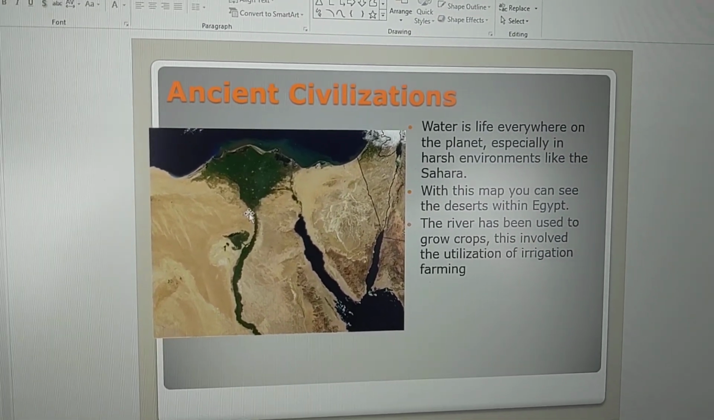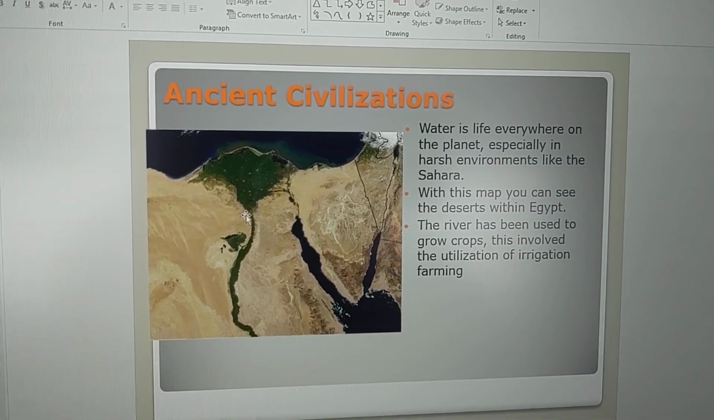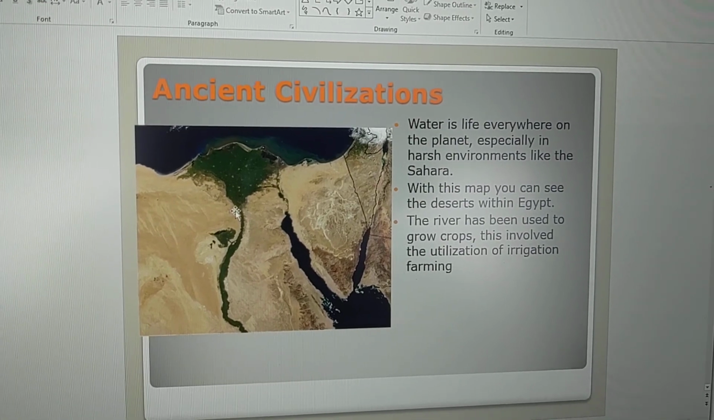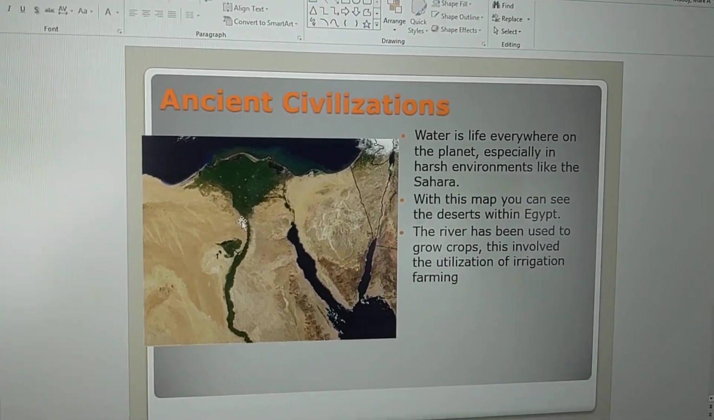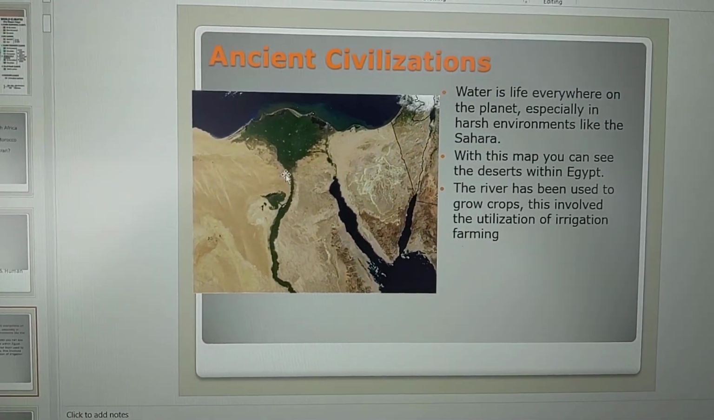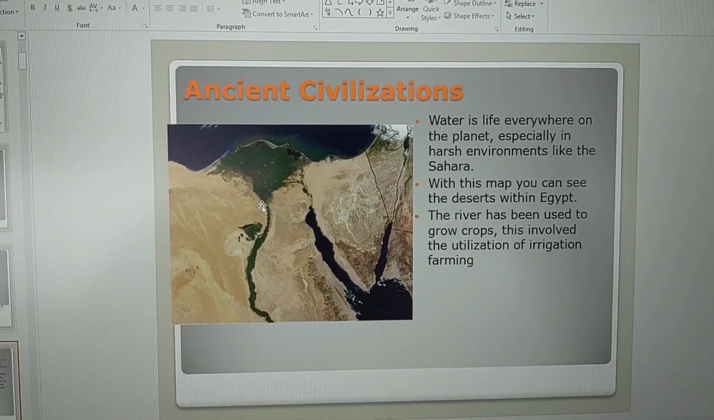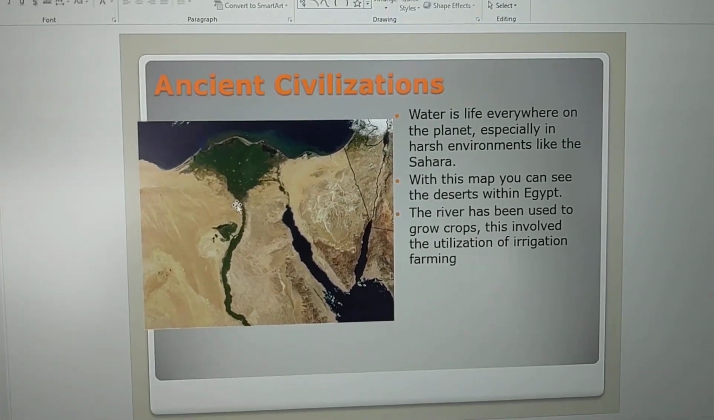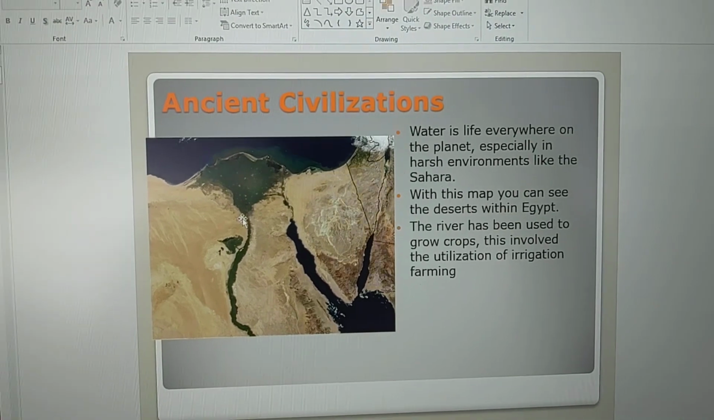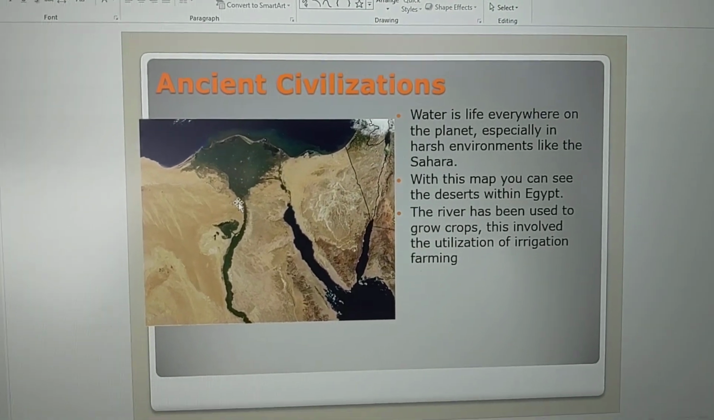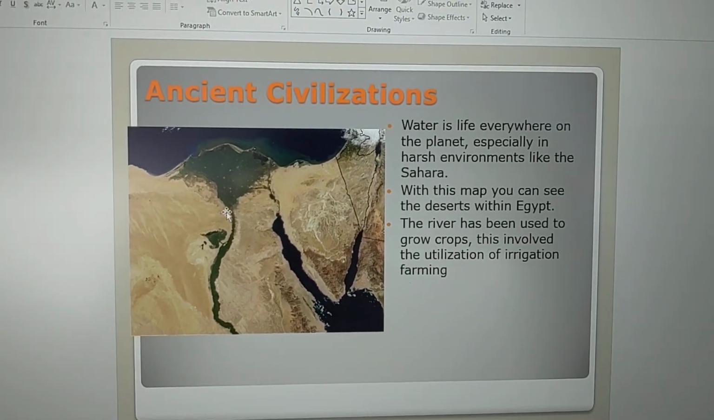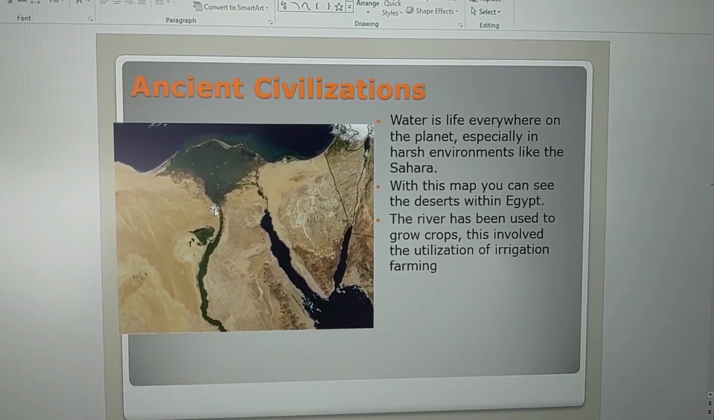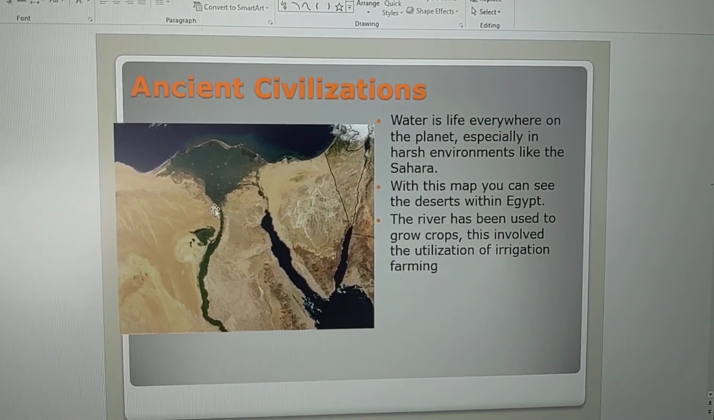The same applies for ancient Mesopotamia. The waterways are key for these civilizations to survive. Were it not for the waterways, you would not have these civilizations. So it's very key to understand the importance of these ancient civilizations, because what they used to do is make canals to irrigate crops. So that's why it's very important to understand why the rivers were so important.